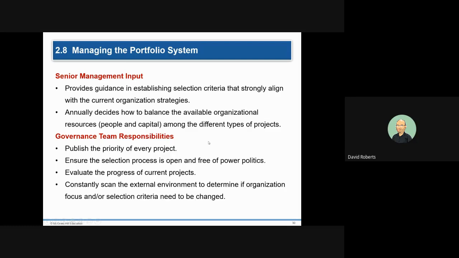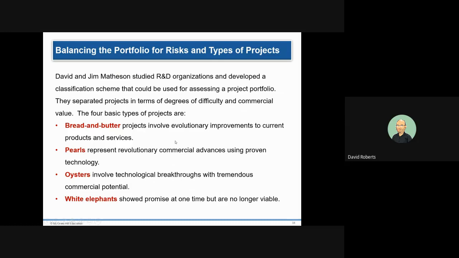All right. Here's a portfolio of risks and types of projects. This is from David and Jim Matheson, who studied R&D and organizations. You have bread and butter, which need to be evolutionary. Toyota does this. They call it Kaizen, which is an evolutionary approach. Pearls, which are revolutionary, like something very different.